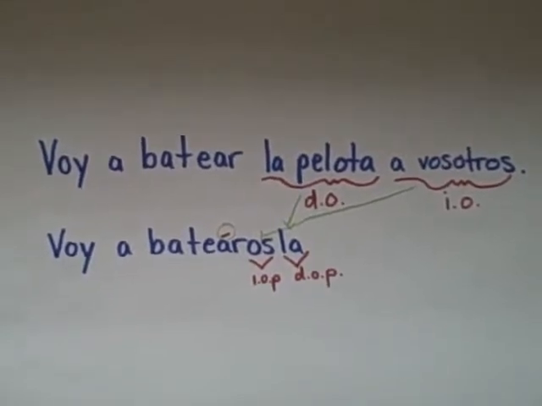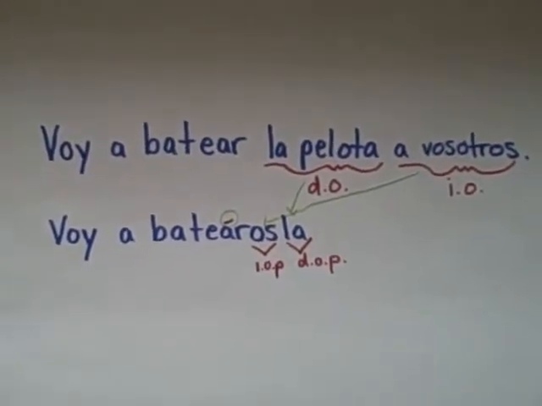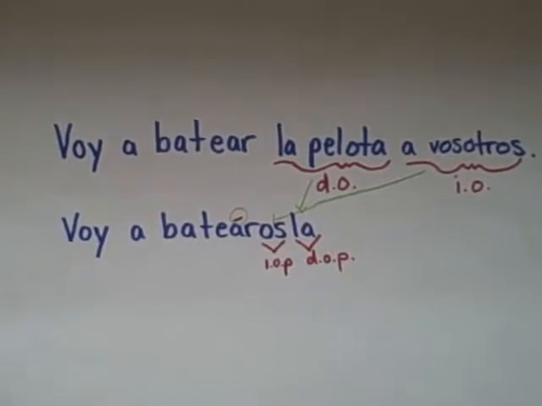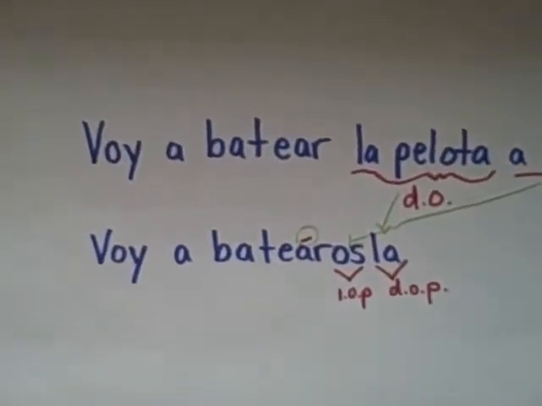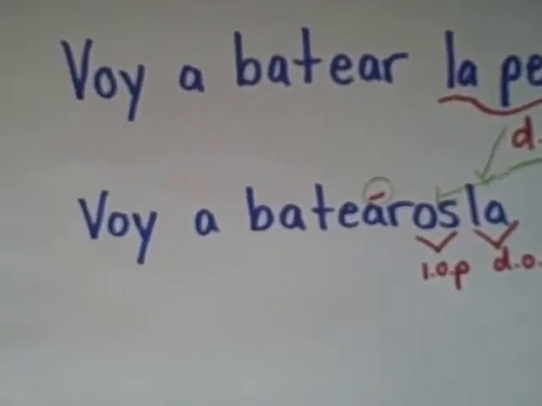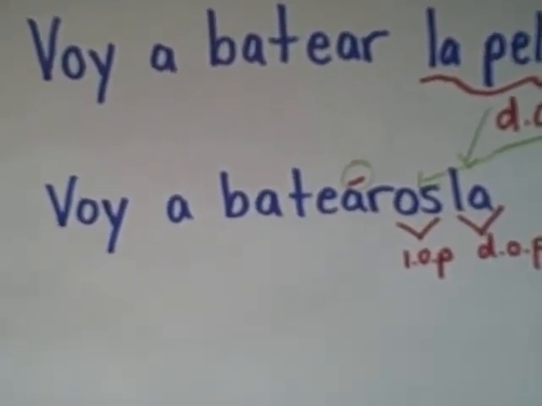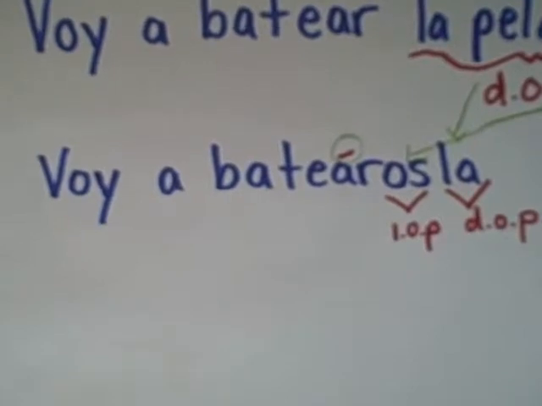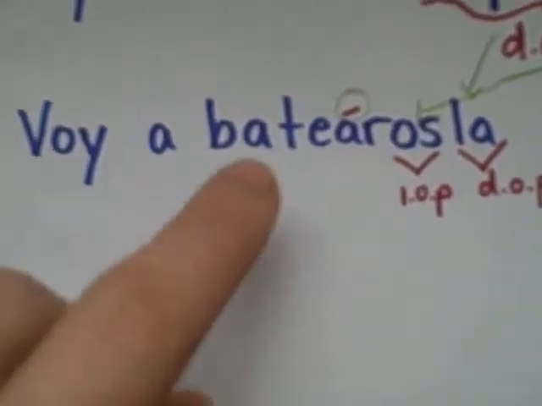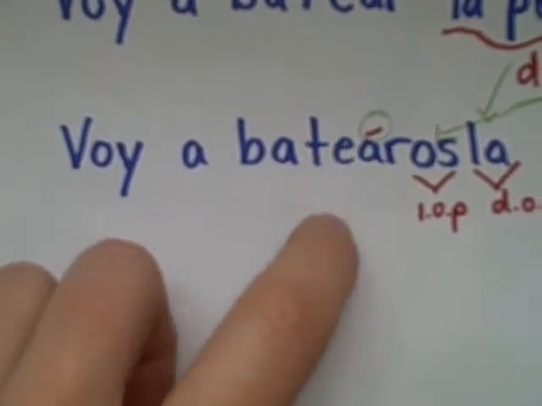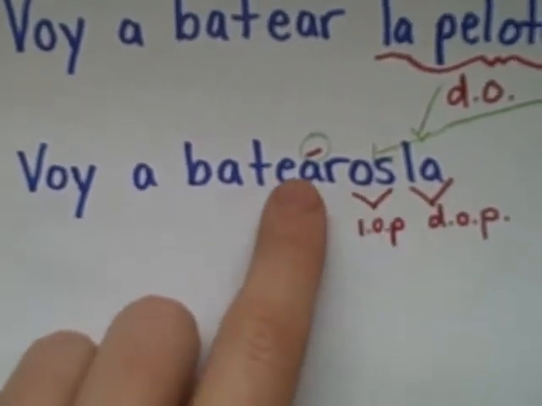Let's look at this sentence. Voy a batear la pelota a vosotros. La pelota es el objeto directo. A vosotros, el objeto indirecto. Y después, cuando sacamos los objetos directos y adicionamos los pronombres, tenemos voy a batearos la. Notan que hay un acento aquí. Es importante. 1, 2, 3.